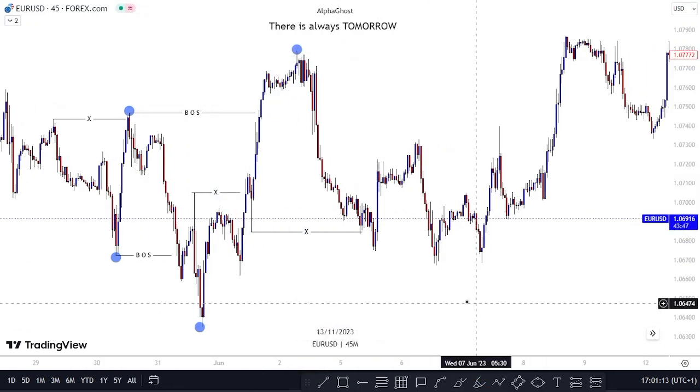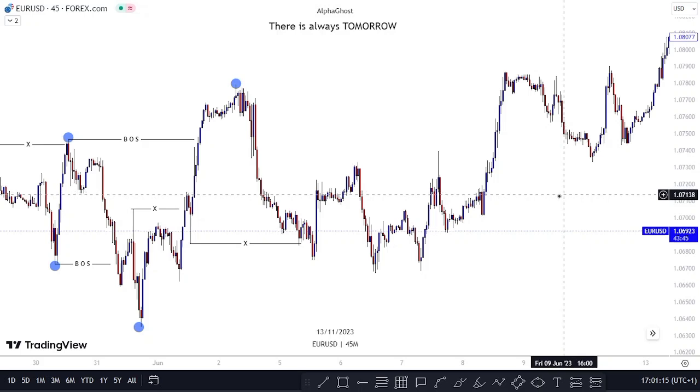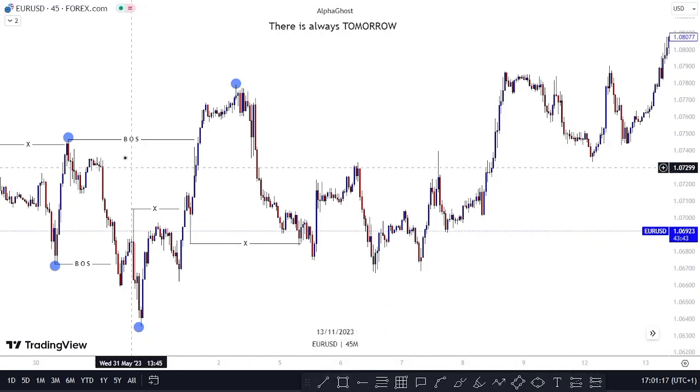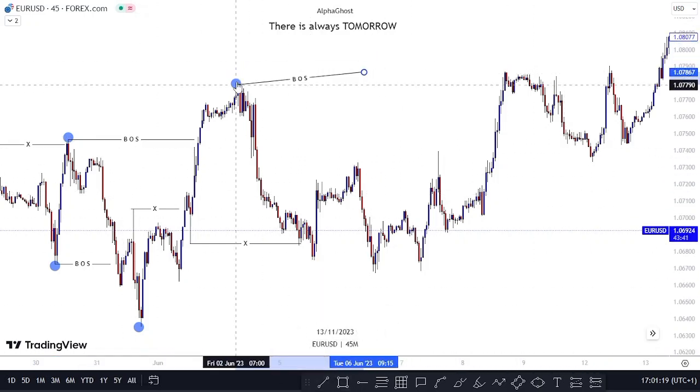Continuation to the upside. So after price takes out the liquidity, we know this high here is my new high. Now we don't have a new low yet. We need price to break structure. So how do we get my new low? Okay. Now the moment price, this is my break of structure here.